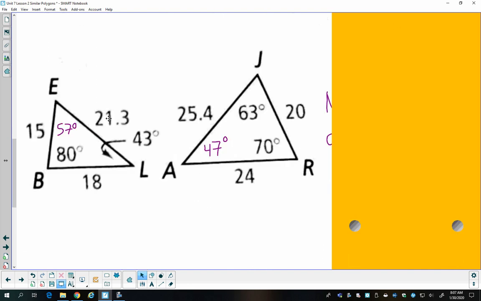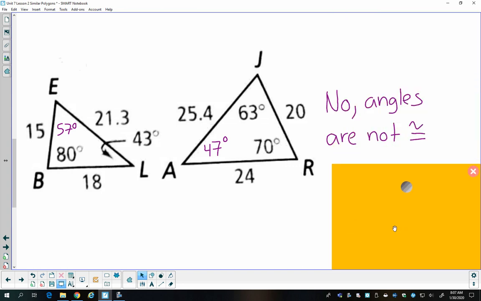In this one, if I examine the angles, so I'm just given these two angles, I would always solve for the third one. And you can see that I don't have congruent pairs of angles in these two triangles, so I don't even need to examine the sides. If they don't have the same angle measures, they're not going to be similar, and so these two triangles are not similar.